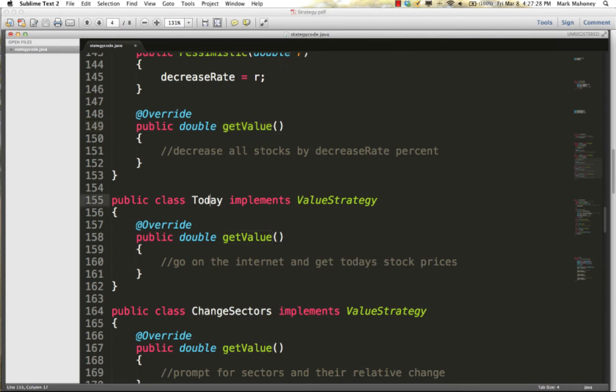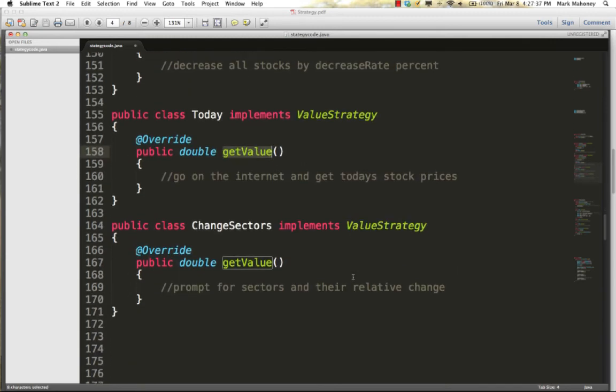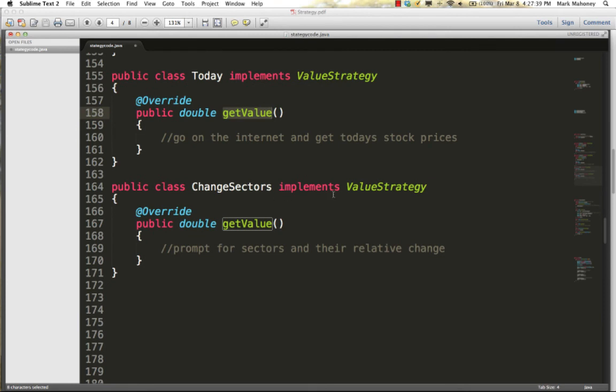And then the Today strategy, again, implements ValueStrategy, and to get the value, we go on the internet and get today's stock prices. And for the ChangeSectors strategy, maybe we have some kind of GUI that prompts the financial advisor for the sectors and the relative change. Each strategy was implemented differently. For each one of these, Optimistic, Pessimistic, Today, ChangeSectors, the way we get the value was different. But finding the profit is essentially the same for all.